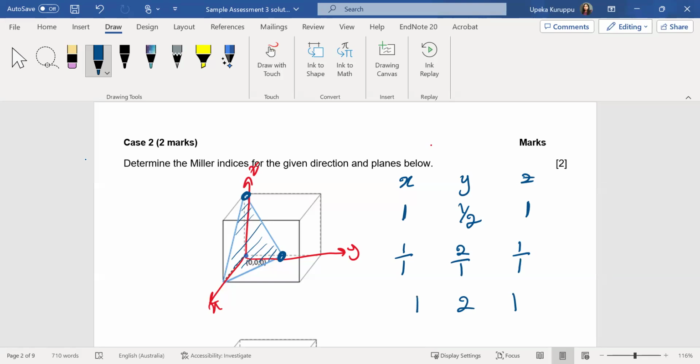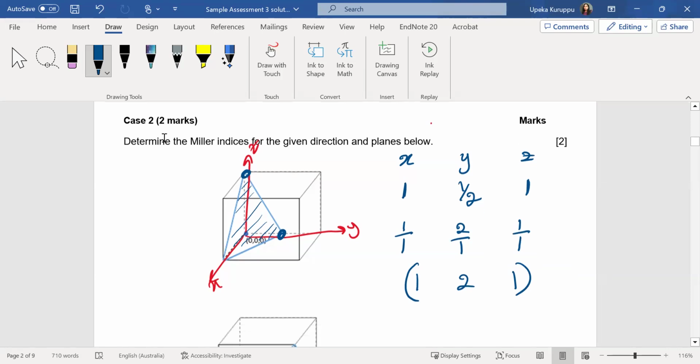Now, which brackets should we put for a plane? Square or parentheses? Which one? Parentheses. Yes, this one, the normal brackets, isn't it? Do we put commas in between numbers? No. If we have a negative, minus value, where should I put the negative sign? On top of the number, yes. Any question? Are we good? Can you do this one now?